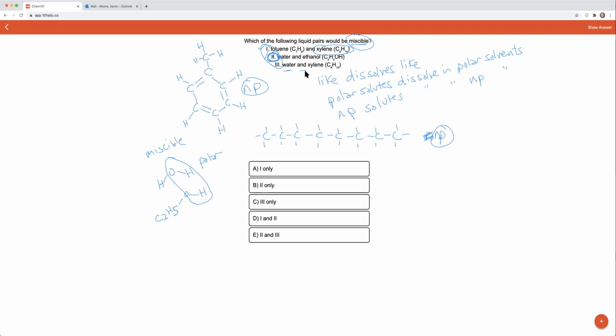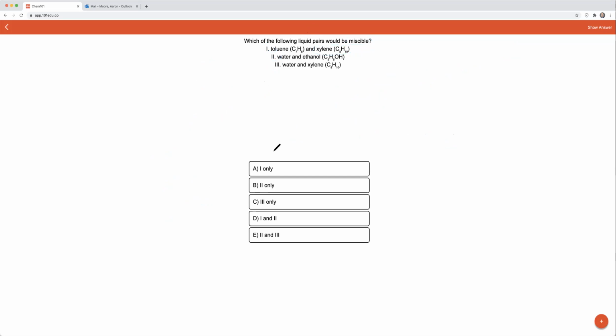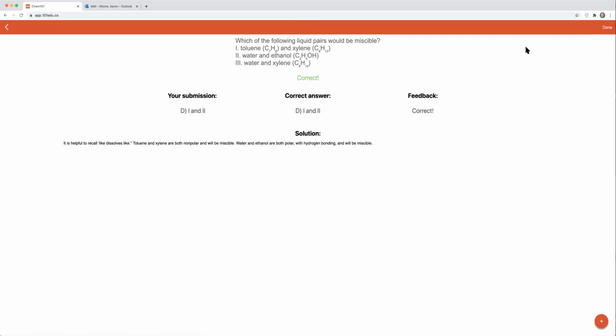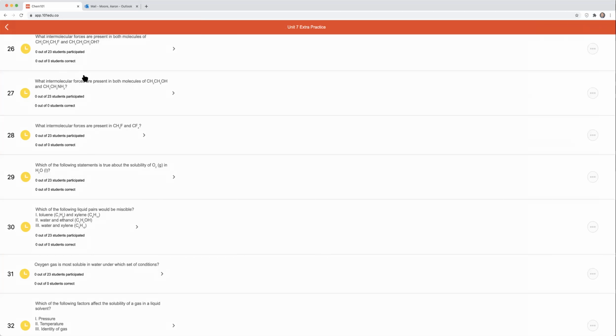But water versus xylene, well, since water is polar and xylene is nonpolar, I don't think that they are going to be miscible. Okay, so I think that the answer would be 1 and 2. So I'm going to select 1 and 2. I'm going to see if that's right. Okay. All right, so that was number 30. Okay, so we're still doing okay on time.